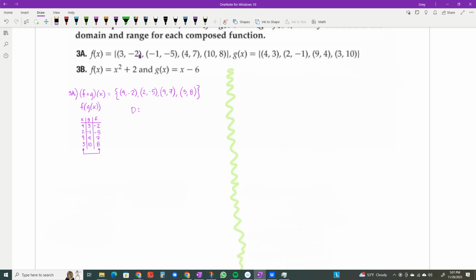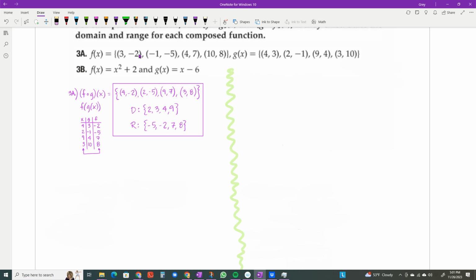Generally, if you give the domain of a function, y'all, especially in ordered pairs, you write them in order. So that would be 2, 3, 4, 9. That's my domain. My range, again, we're going to put them in order. So that's going to be negative 5, negative 2, 7, and 8. And that's our composed function. Now, that's f of g of x.